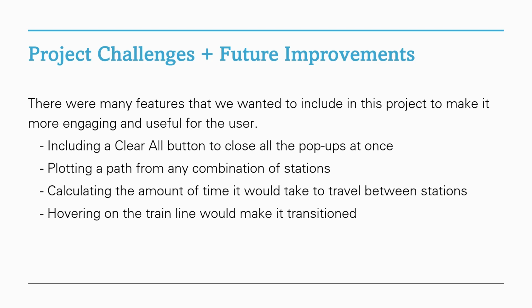However, this proved to be difficult without being able to use JavaScript. We also wanted to calculate the amount of time it would take to travel between stations, which would give the user more information and make it a more valuable tool. We also were going to add a hover effect on the train line, so the transition would show whenever the user hovered over each train line.